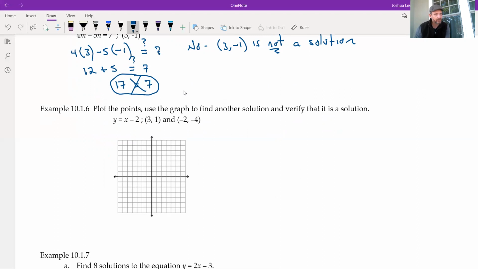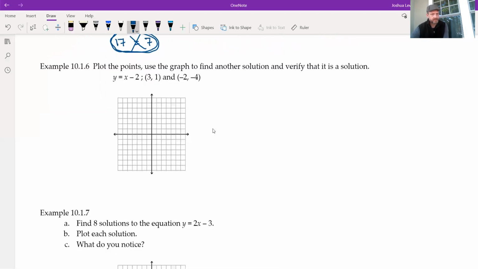Because what we're doing right here, when we plug in 3 and negative 1, we're actually saying, let's pretend that is a solution and see what happens. Well, under the assumption that it was a solution, we got something crazy. So our assumption must have been wrong. So if it is a solution, you get something that's silly but true, like 8 equals 8. And if it's not a solution, you get something crazy, like 17 equals 7. Okay? All right. So our ultimate goal here is to be able to graph.